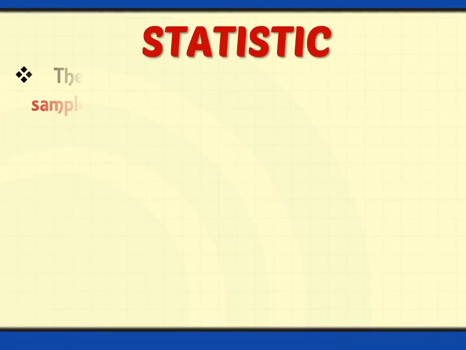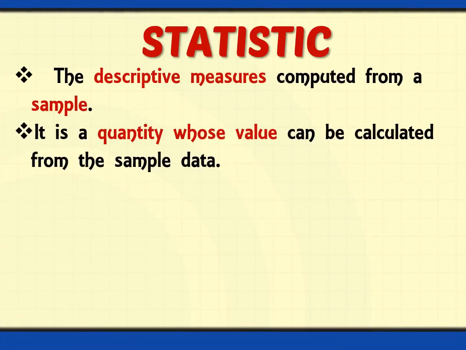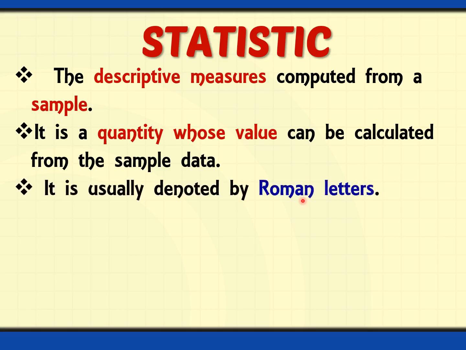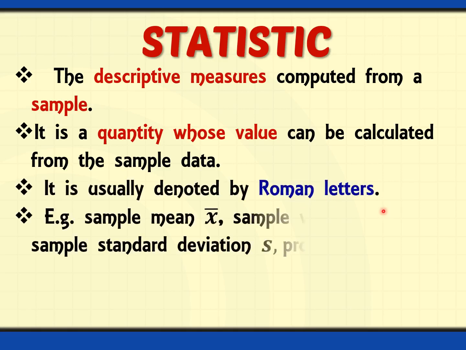Okay, so for statistics, it is the descriptive measures computed from a sample. So it is a quantity whose value can be calculated from the sample data. And here we use the Roman letters. For example, you have the X bar for the sample mean, S squared for the sample variance, S for the sample standard deviation, and P hat for sample proportion.